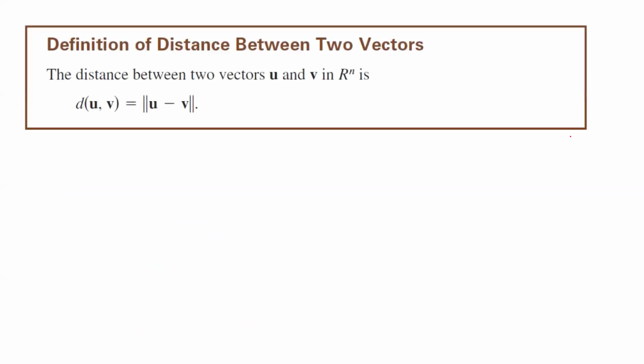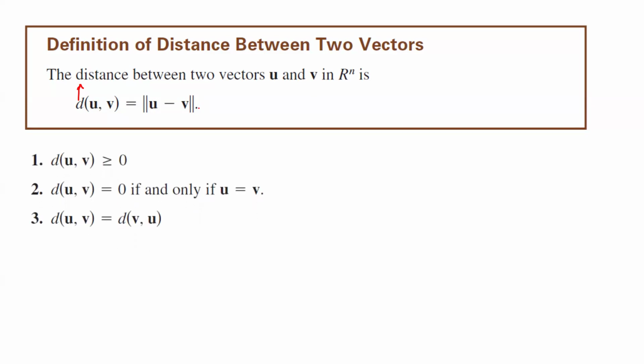Very good. So what is the definition of distance between two vectors? The distance between two vectors u and v in n space is defined as d(u, v), which is equal to the magnitude or norm of their difference. So if I ask you to find the distance between two vectors, you're going to subtract their corresponding components and then find the norm.